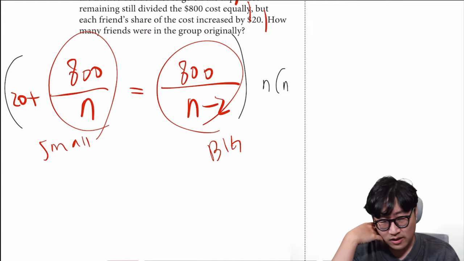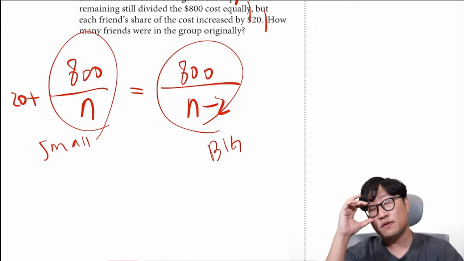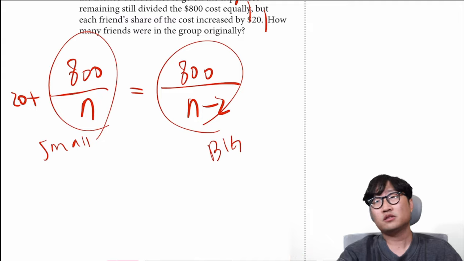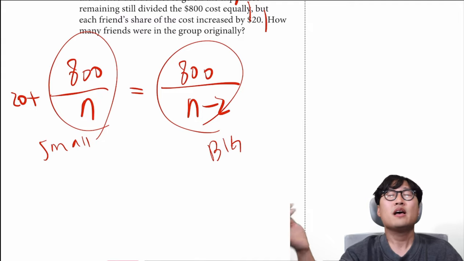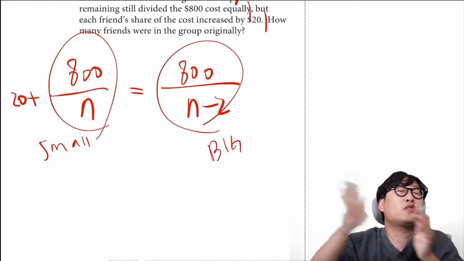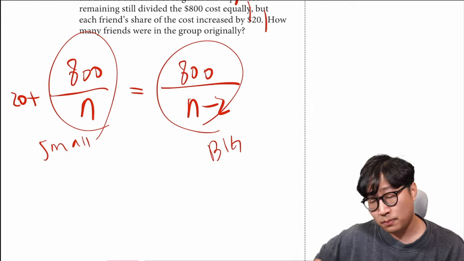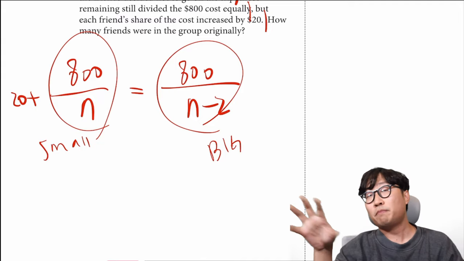I probably wouldn't do any of that because it takes way too long. I'll just try some numbers. First of all, n is a number of people. There's no such thing as 7.3 people, right? I understand some of y'all have a friend who only counts as like 0.3 of a friend, but there's no such thing on the SAT. So n is going to be a number of people, and we are dividing 800 by whatever n is.